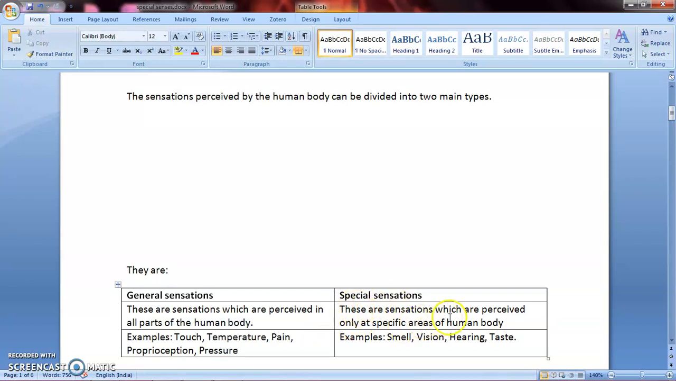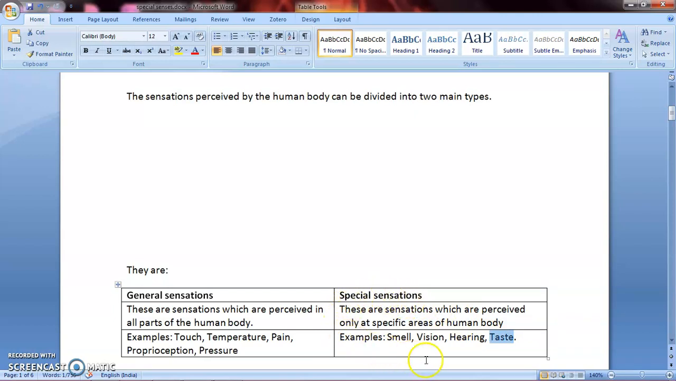Special senses are the sensations which are perceived only at specific sites, specific areas in our body. For example, smell. We can't smell from our hand; we use the nose for it. So the sense of smell is a special sensation. We can't see from our hand; we use eyes, so eyes are involved in visual sensation. We can't hear through our hand or skin; we use the organ of Corti present in the inner ear for hearing. That is also a special sense. We can't taste from our skin, but we use our tongue because we have taste buds in our tongue. That is also a special sense.